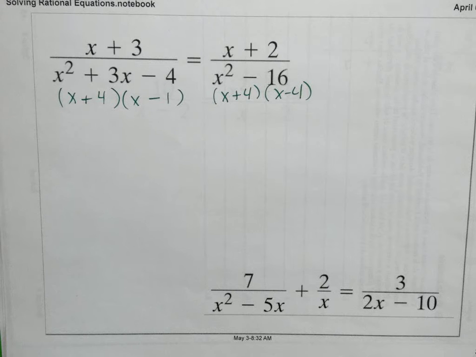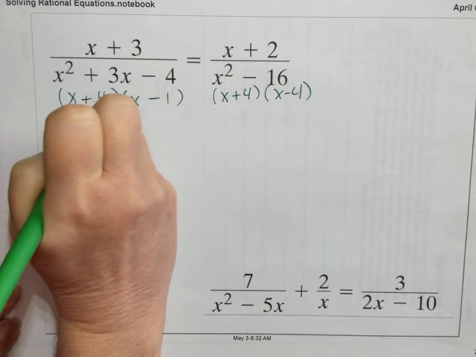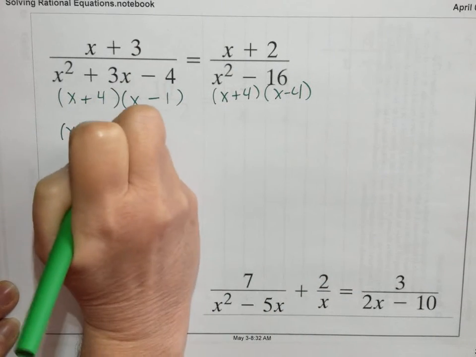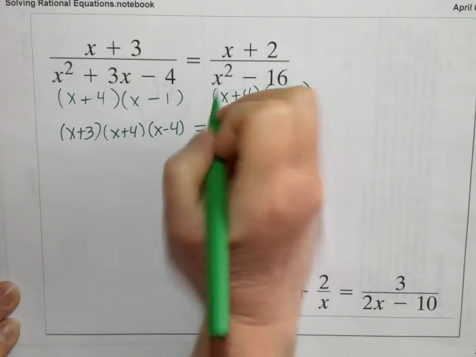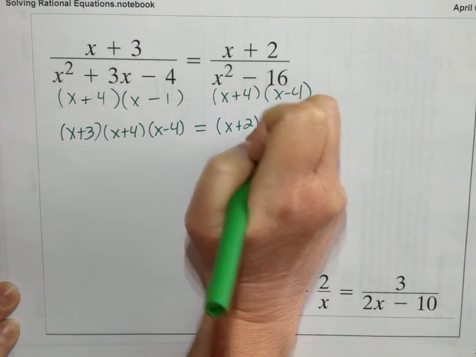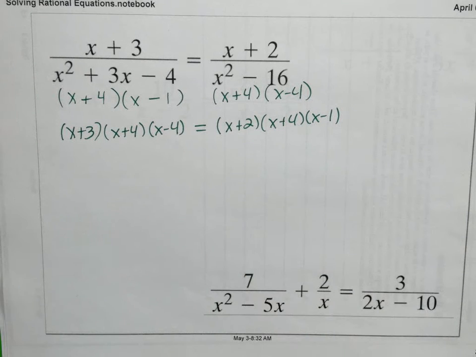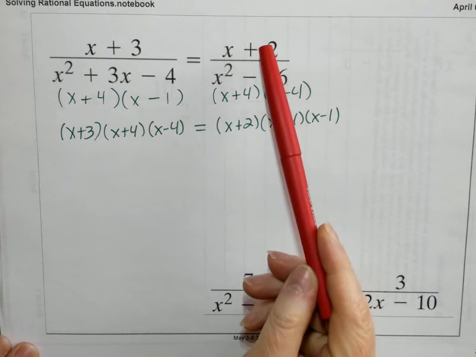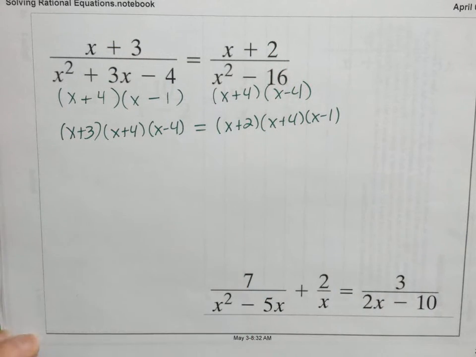All right, I'm going to cross multiply. So I have x plus 3 times the bottom over here, which is x plus 4 times x minus 4, is equal to, I take the top over there, x plus 2, times x plus 4 times x minus 1. Take a look at that and make sure that sinks in a little bit. I took what was up here times what was down here, and what was up here times what was down there. Now it's all factored out, which is nice, because now I can start to solve it.